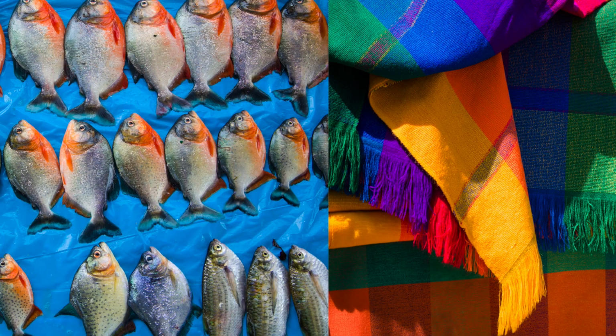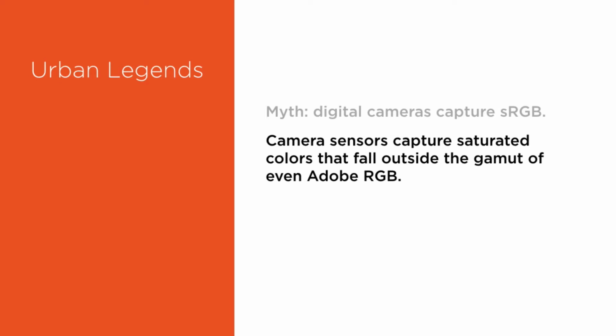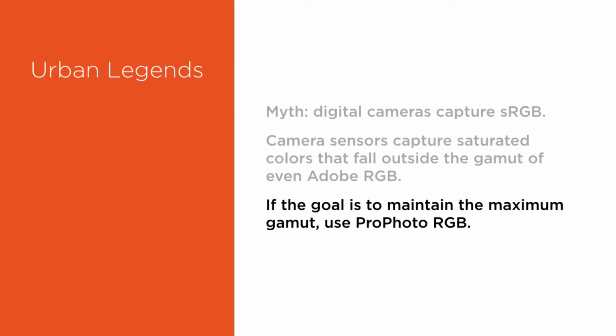But if you then take the same camera and photograph a very colorful field of flowers or a saturated blue sky, it's very possible that these scenes have a color gamut that greatly exceeds the color gamut of both sRGB and Adobe RGB. So again, camera sensors capture very saturated colors that fall outside the color gamut of both sRGB and even Adobe RGB 1998.